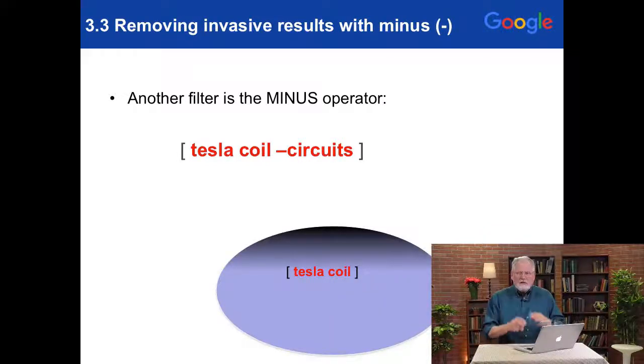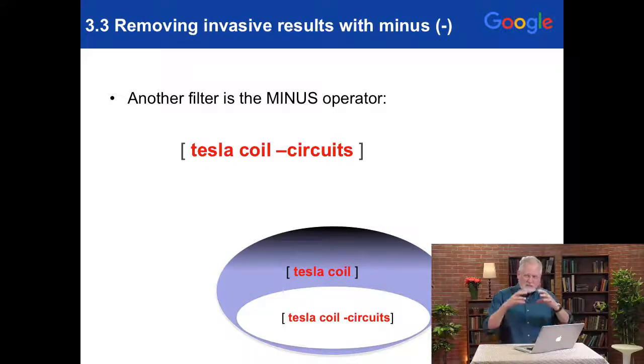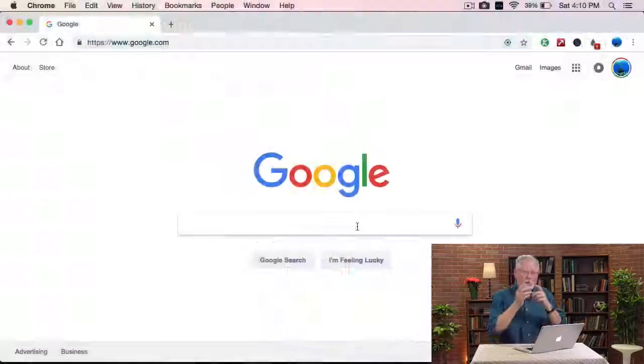What this does is when you do a search for just Tesla coil, you get a bazillion results, all about Tesla coils. That's what this ellipse represents. It shows the whole universe of results that are queued up, sought out, discovered through this Tesla coil query. But now when you say minus circuits, what you see is a smaller set of results. It has zoomed in, it's focused in on the results that have Tesla coil, but don't have the word circuits appearing anywhere in that.